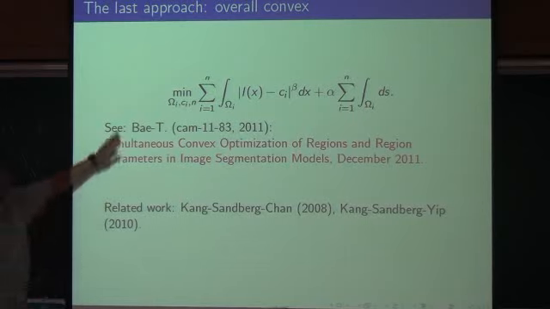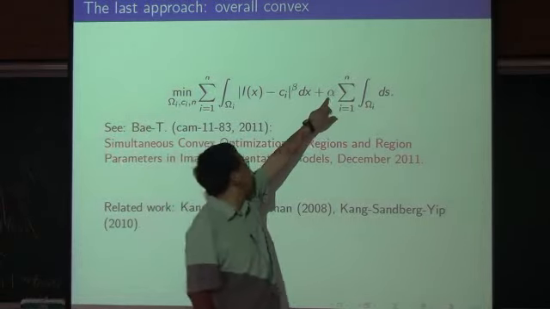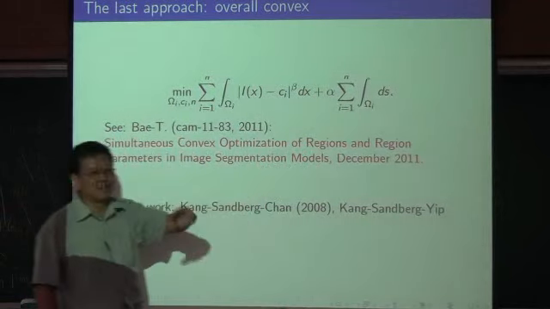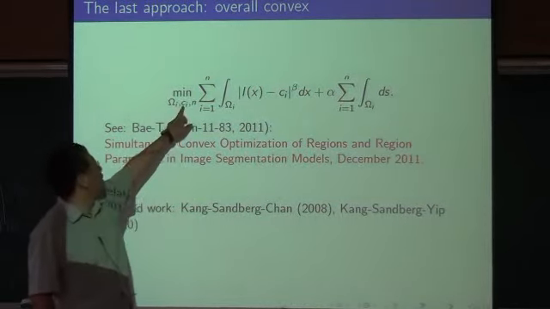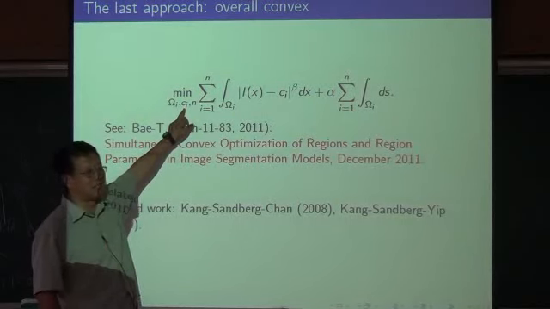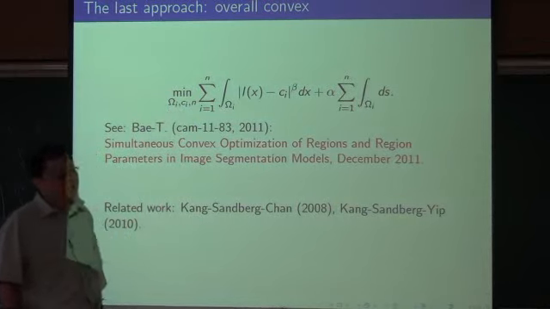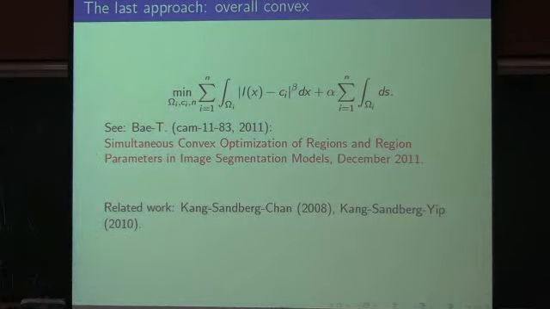So this means if you can do this one, the only input is alpha and the input image. How many phases is determined by the minimization. What kind of constant you get on each phase is determined by minimization. Where are the boundaries is also determined. So this you can also convexify.